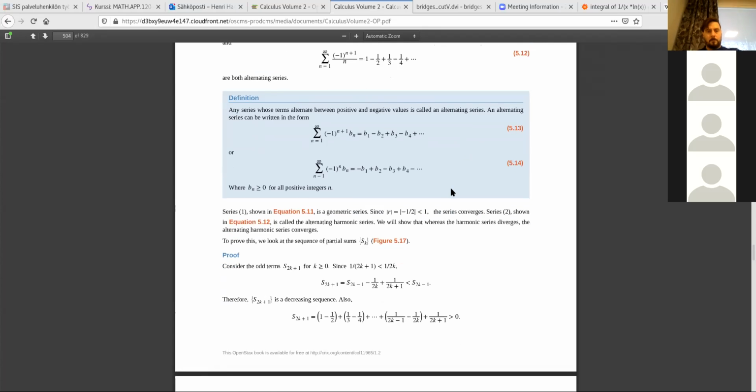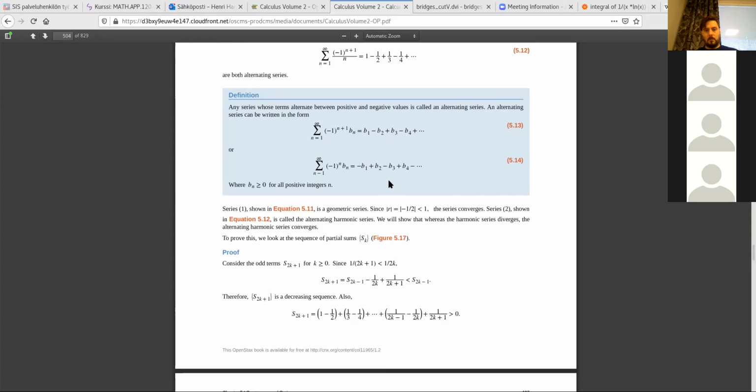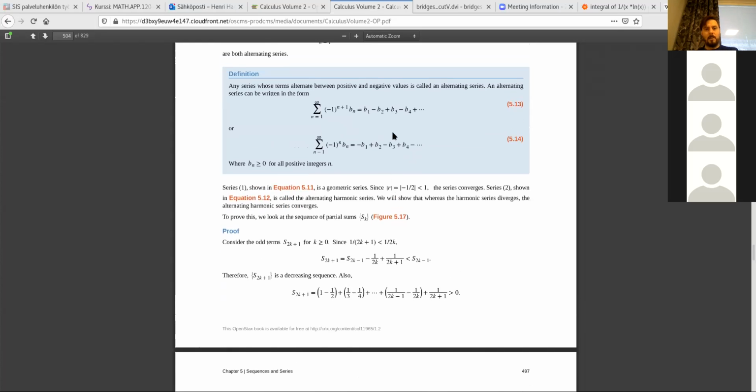So what can we do? I'm going to skip this. This is fairly obvious. The alternating series can be thought of as just a positive sequence with -1 to the power of something in the beginning, and then you have this alternating sequence. All alternating sequences are of one form or the other, depending on whether the odd or the even number terms are positive. Okay.